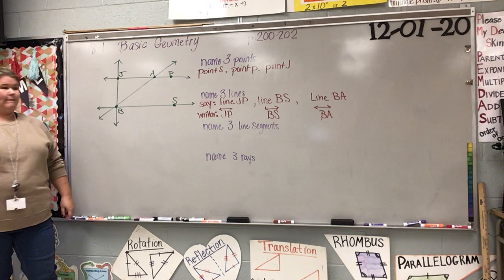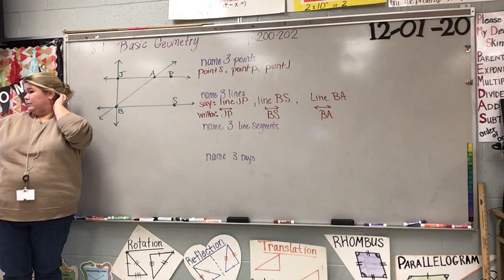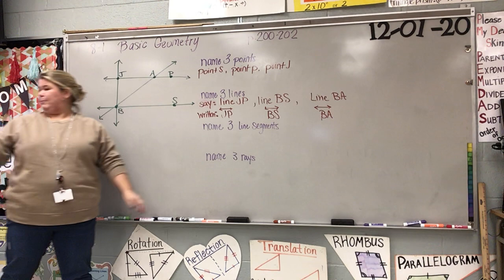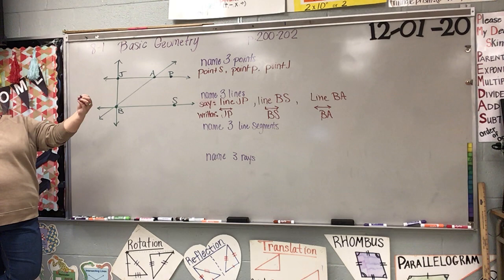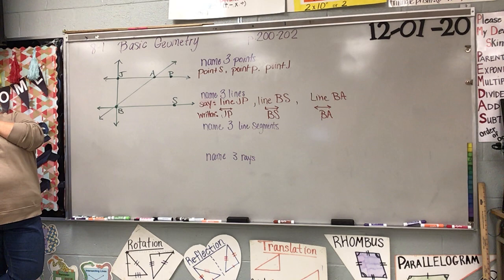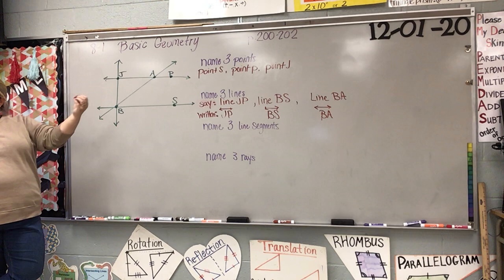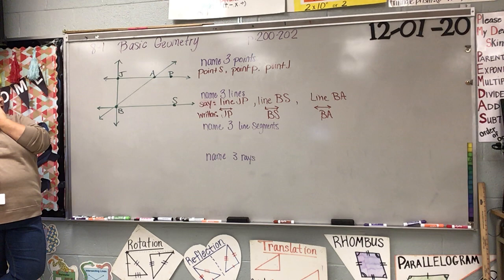Now, I'm about to blow your mind. Because I want to name three line segments. And a line segment just means it has two endpoints. It's a piece of a line that has two endpoints. Now, most of you are looking at that and thinking, well, I don't see it. I see one. You see all three? I see all three. I see all four.